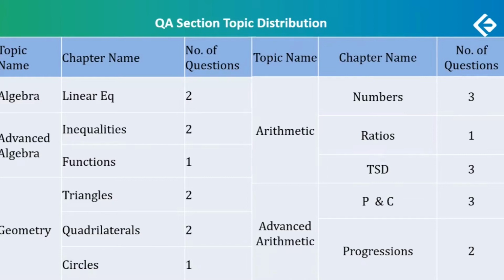Numbers 3 questions, time speed distance 3 questions, and PNC 3 questions. 9 questions out of the 12 were from 3 topics, 3 chapters. 2 from progressions and 1 from ratios. No percentage, no profit and loss. But okay. Now this was not a very easy paper.